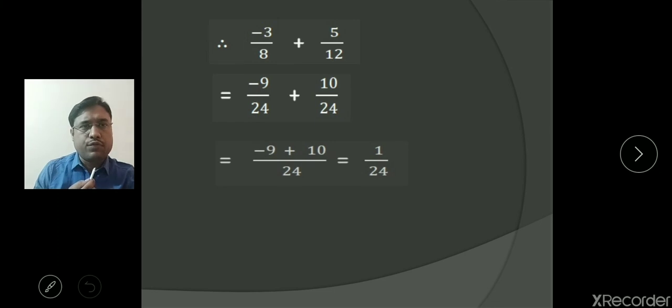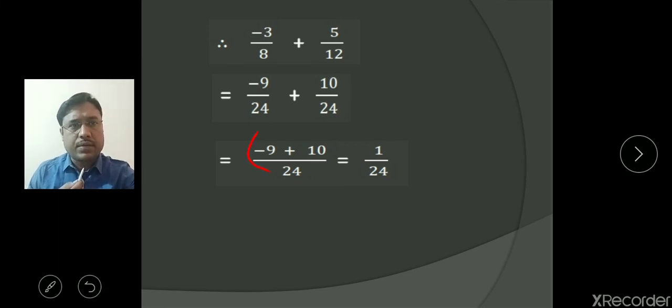Now 24 is the common denominator, and add their numerators. So minus 9 plus 10 divided by 24. So this is 1 by 24. This is the answer. So that's all, students.